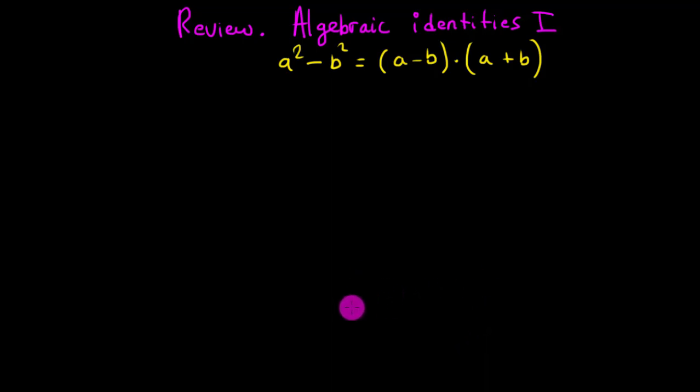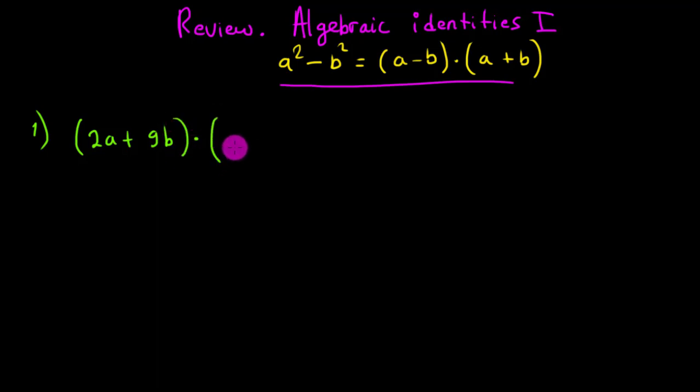Hello guys, in this video we are going to review the previous lesson, which is Algebraic Identities 1. In the previous lesson we've covered these formulas. Now we will do some practice exercises. Okay, the first one is: we have to find the product of 2a plus 9b times 2a minus 9b. So this is the one.